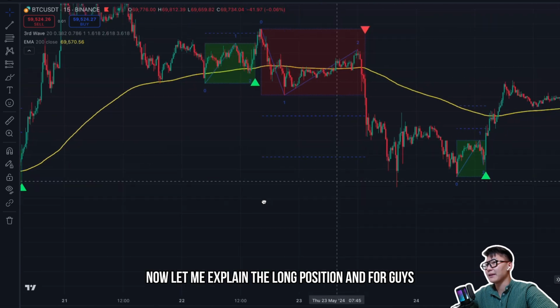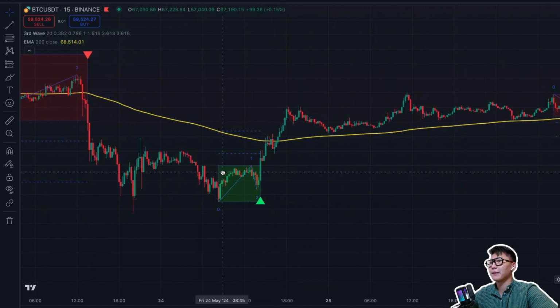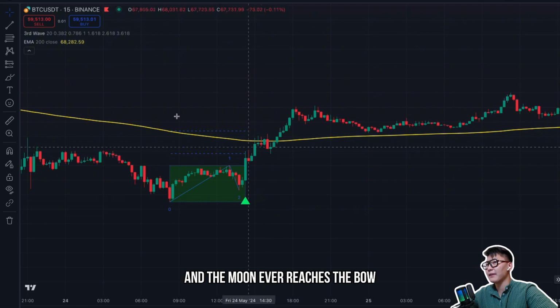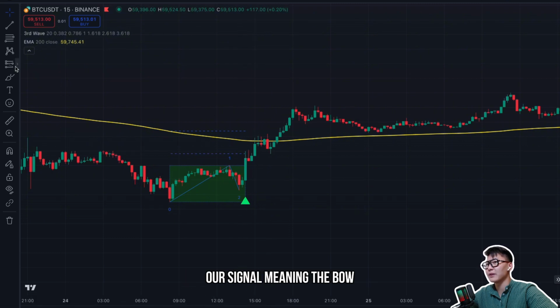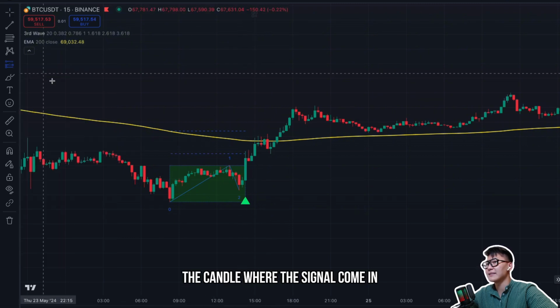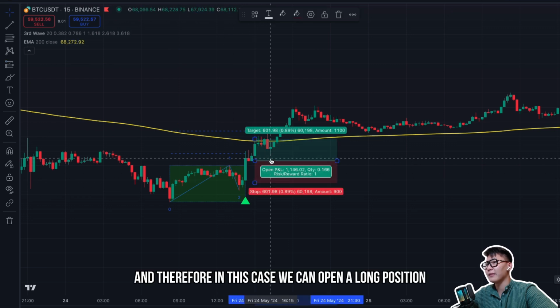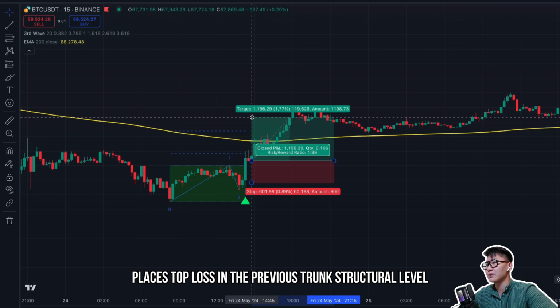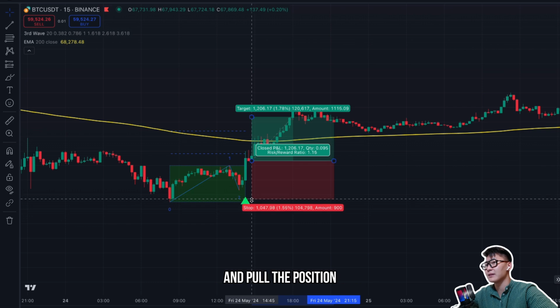And let me explain a long position entry, guys. Here is another good example. We see the signal coming in and the moving average is above our signal, meaning above the candle where the signal comes in, and therefore in this case we can open a long position, place a stop loss at the previous strong structural level that you consider appropriate, and pull the position.